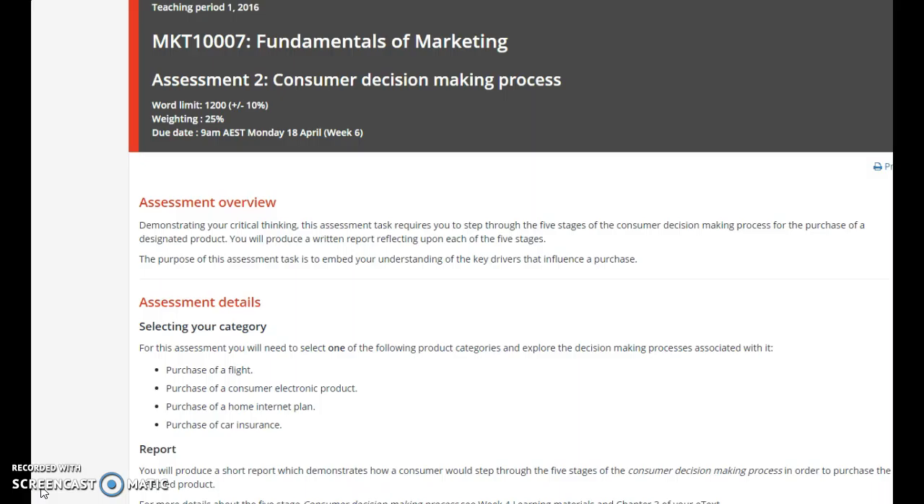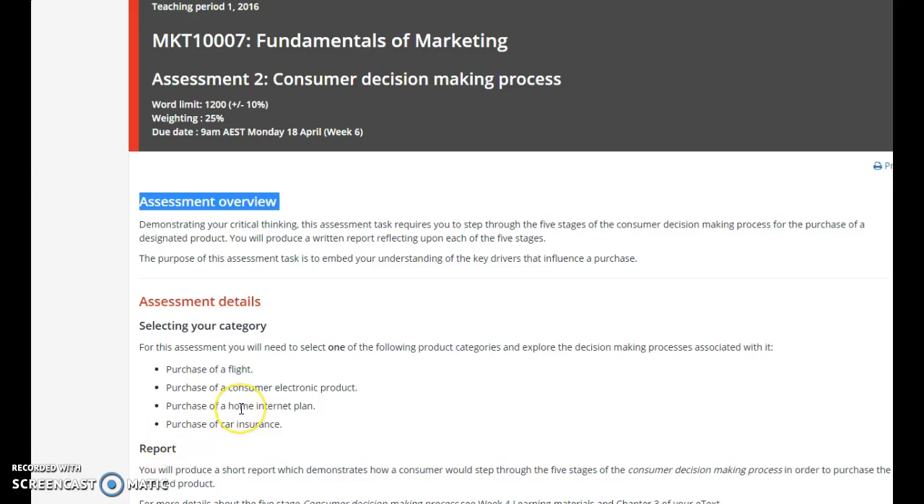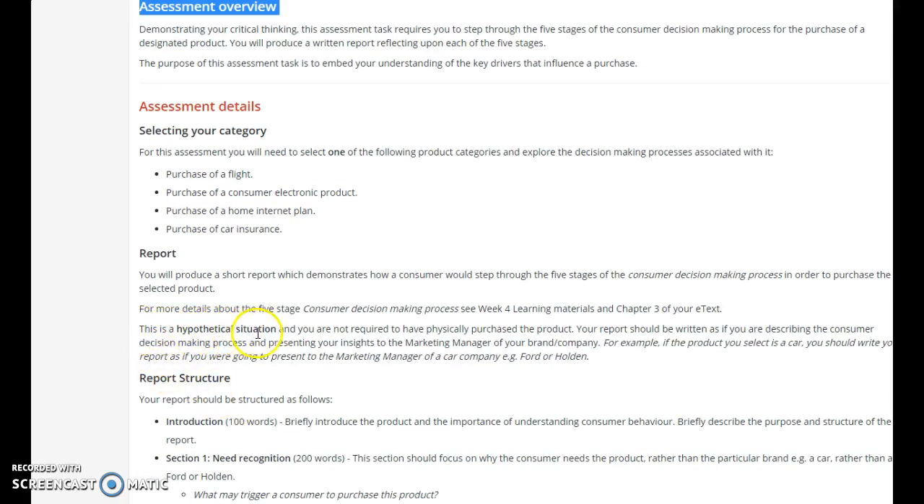Okay, so I've got on the screen here the fundamentals of marketing assessment 2. This is the first point of call. You go in and have a look at the assessment overview, and you read that, and then you go into the assessment details and see that it's asking you for a report. If we scroll down, it gives you a little bit more information. This is a hypothetical situation, and we want you to present your insights to the marketing manager of your brand and company. All of this information is crucial, and it will help you put together your assessment.